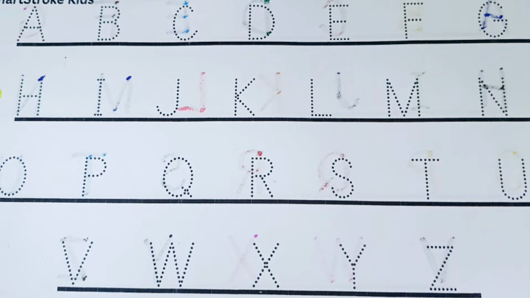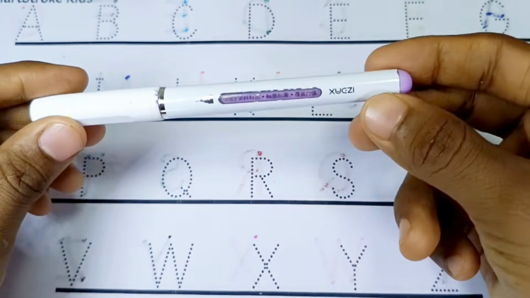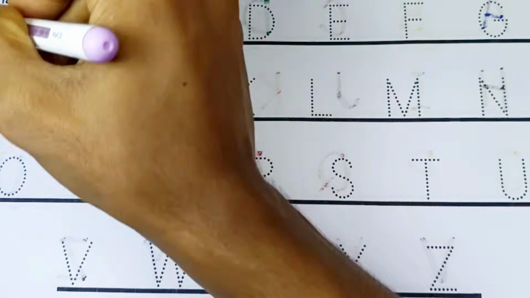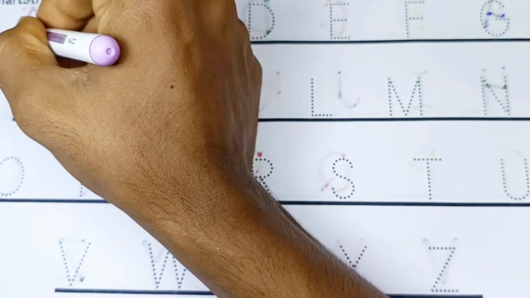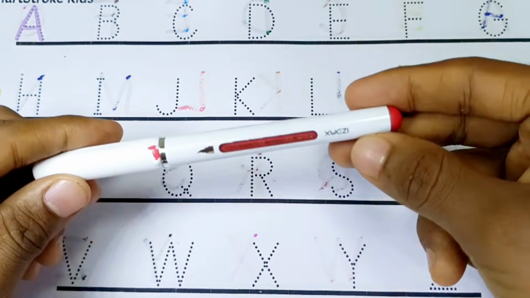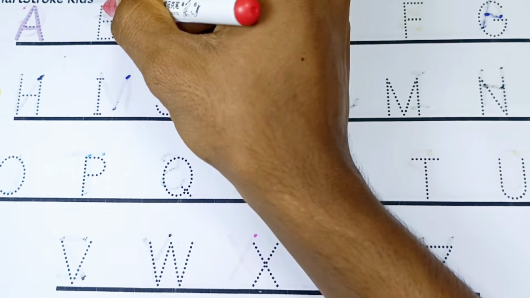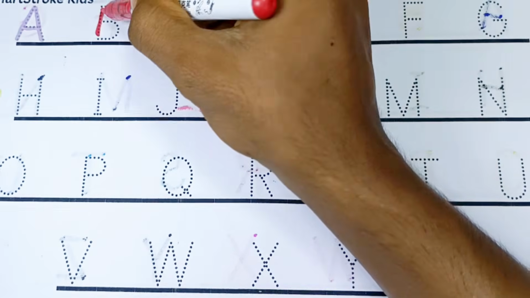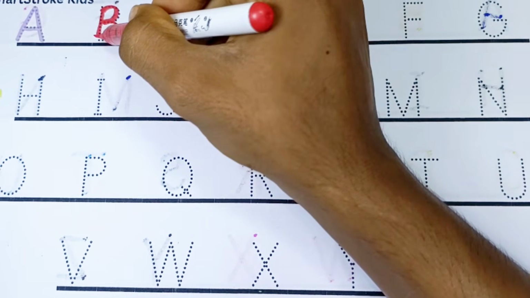Kids, now you draw A and use purple color. A for apple. Kids, now you draw B and use red color. B for ball. Kids, now you draw C and use yellow ochre color.